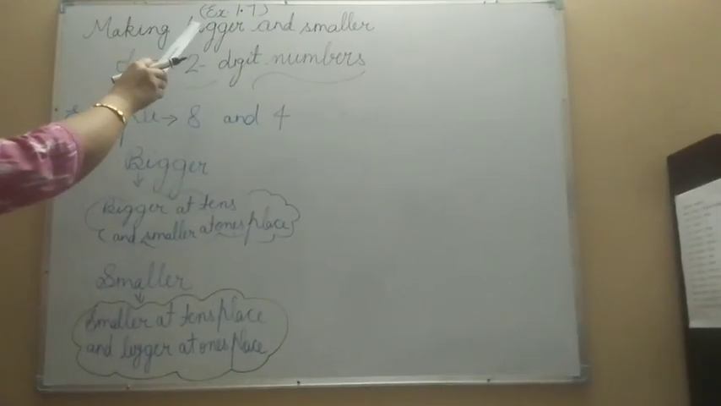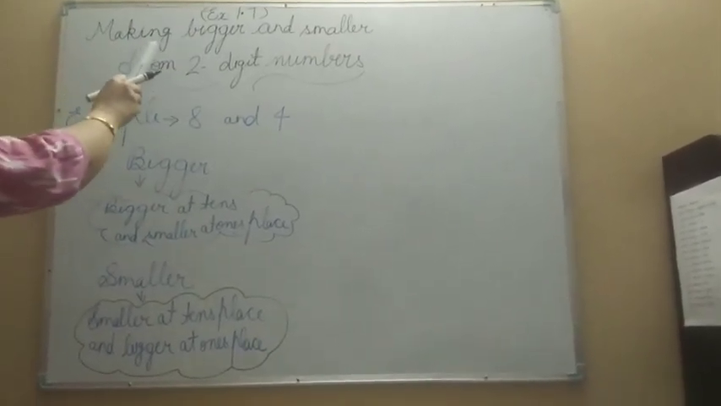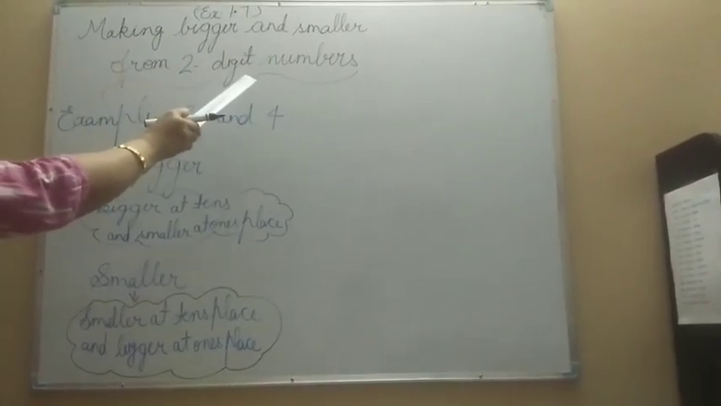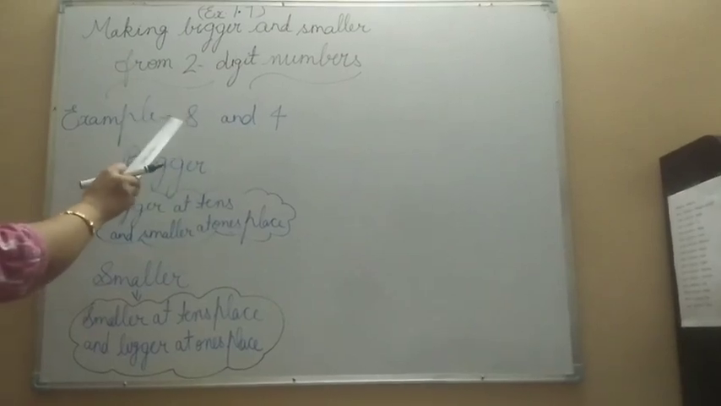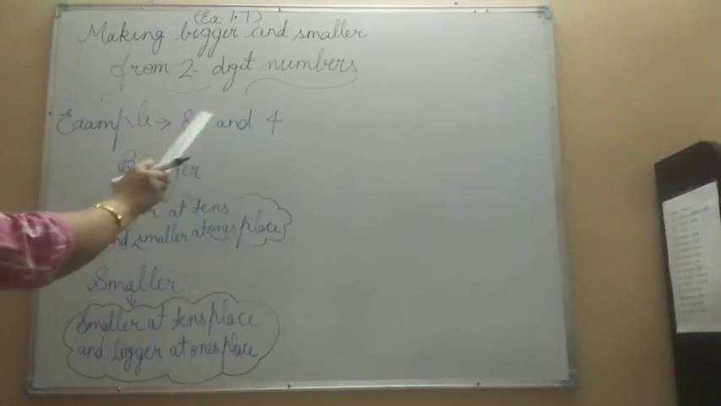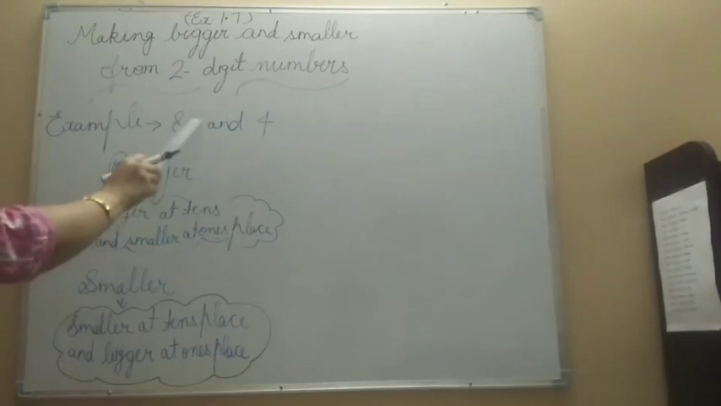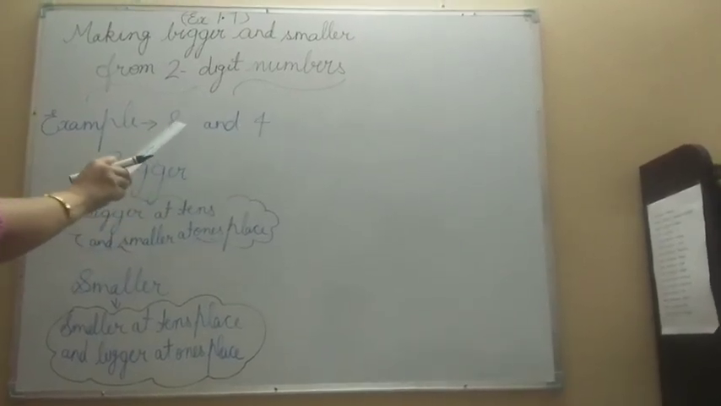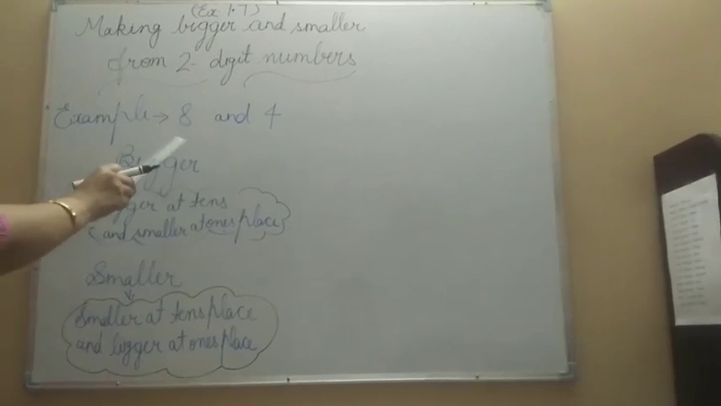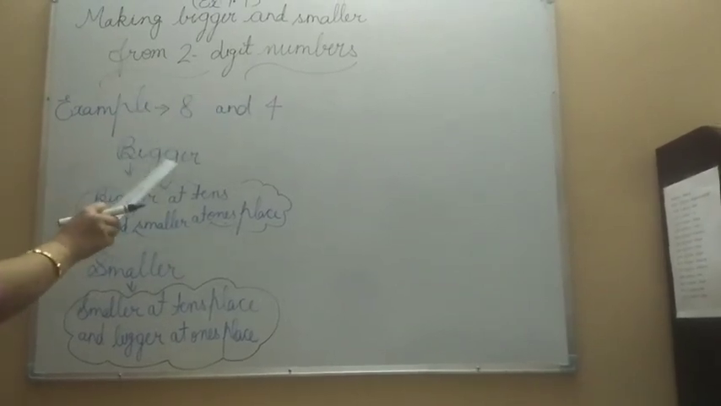Now students, in exercise 1.7 you will learn about making bigger and smaller numbers from two digits. For example, we have two single digits. Now these are two digits but at one place each. So now we have to make two-digit numbers, one bigger number and one smaller number, by using these two digits. How to make a bigger number?